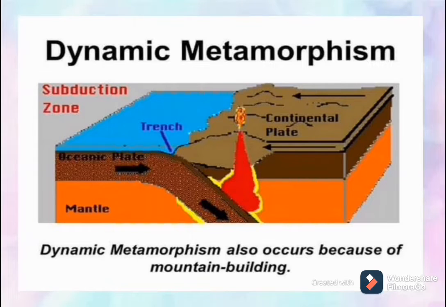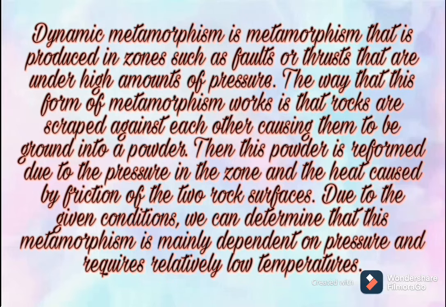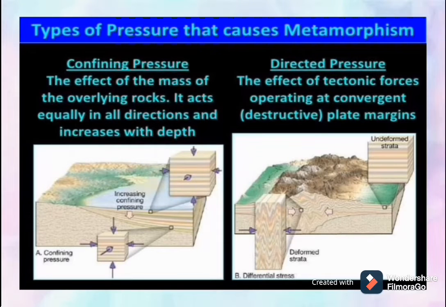Dynamic metamorphism is metamorphism that is produced in zones such as faults or troughs that are under high amounts of pressure. The way that this form of metamorphism works is that rocks are scraped against each other, causing them to be ground into a powder. Then this powder is reformed due to the pressure in the zone and the heat caused by friction of the two rock surfaces. Due to the given conditions, we can determine that this metamorphism is mainly dependent on pressure and requires relatively low temperatures.